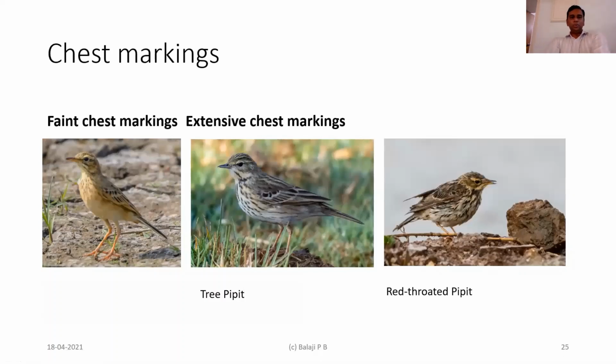So, okay, coming to the chest markings. We have identified Blythe's pipit. We have identified a Tawny pipit. We have identified a Richard's pipit. So the balance two pipits that remain in the plains to see are the tree pipit and the red-throated pipit. The paddy-field pipit on the left has very faint chest markings, whereas the tree pipit and the red-throated pipit both have quite extensive chest markings.